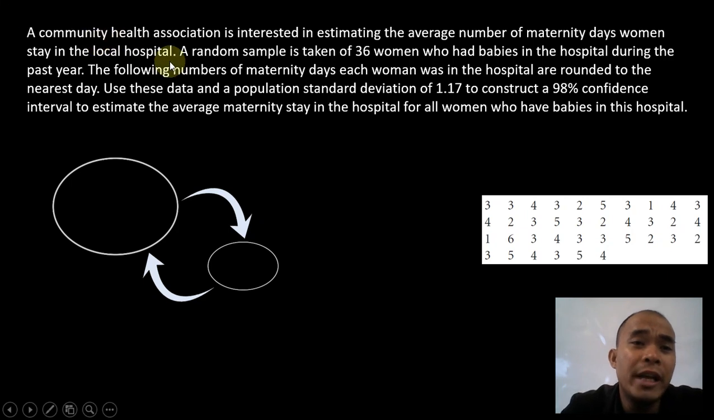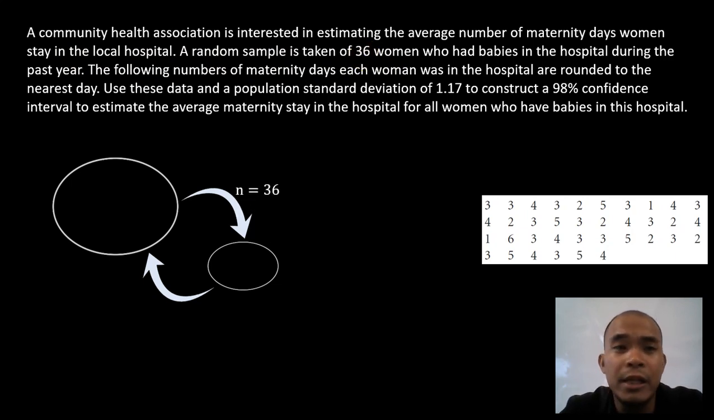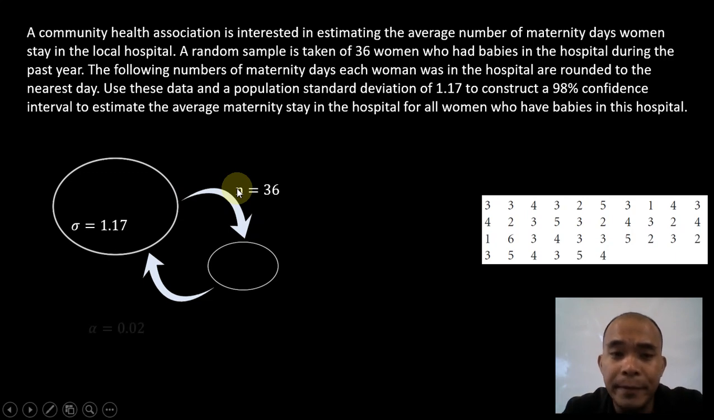A community health association is interested in estimating the average number of maternity days women stay in the local hospital. A random sample of 36, so 36 is our sample size, who had babies in the hospital during the past year. The following are the numbers of maternity days each woman was in the hospital, rounded to the nearest day. Use this data and a population standard deviation of 1.17 to construct a 98% confidence interval.